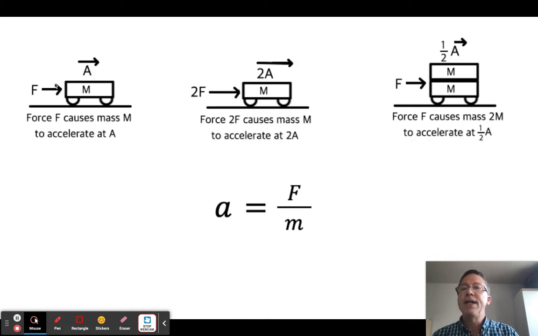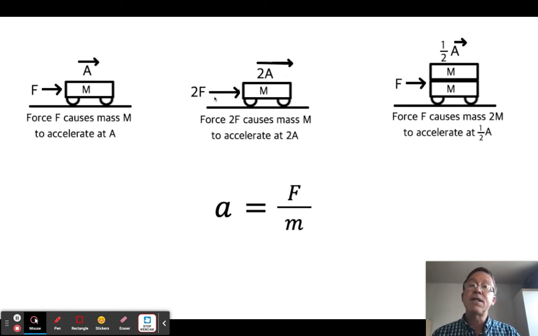So I have an external force F acting on mass m, and since this force is acting in the positive direction, I'll get acceleration in the positive direction. So F causes mass m to accelerate at rate a. However, if I double the force while leaving the mass the same, since force is directly proportional to acceleration, if I double the force on that mass, I will double the acceleration experienced by that mass.